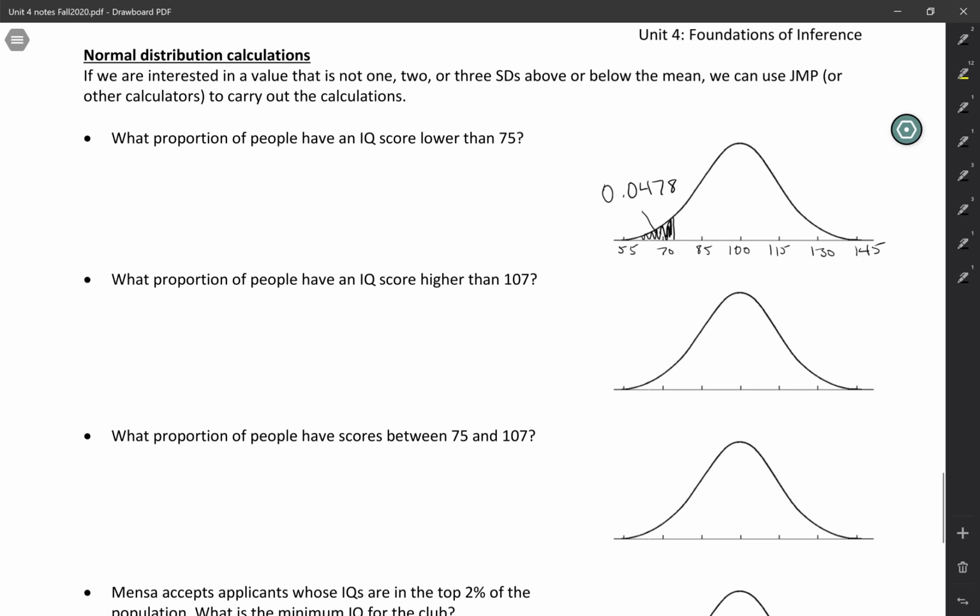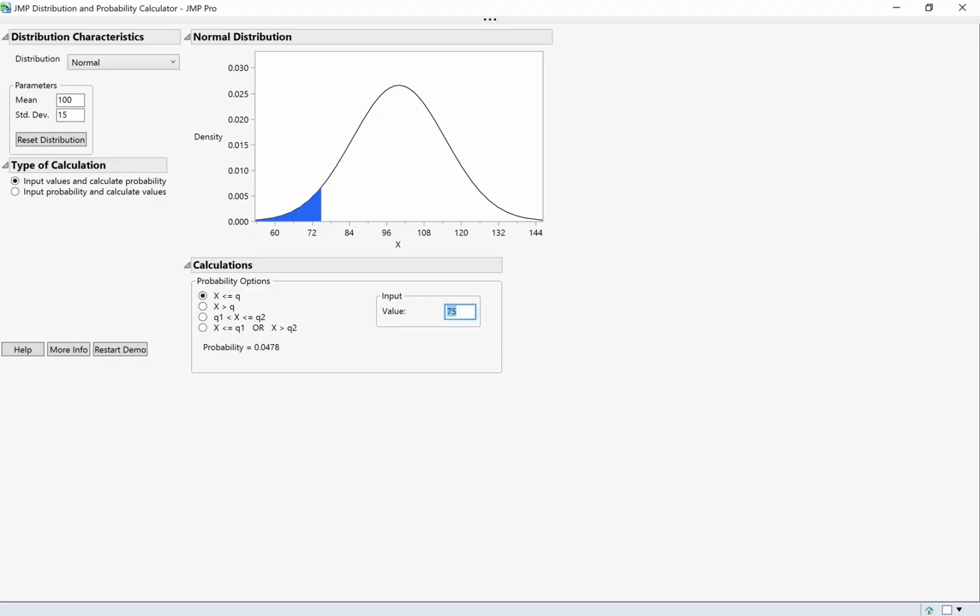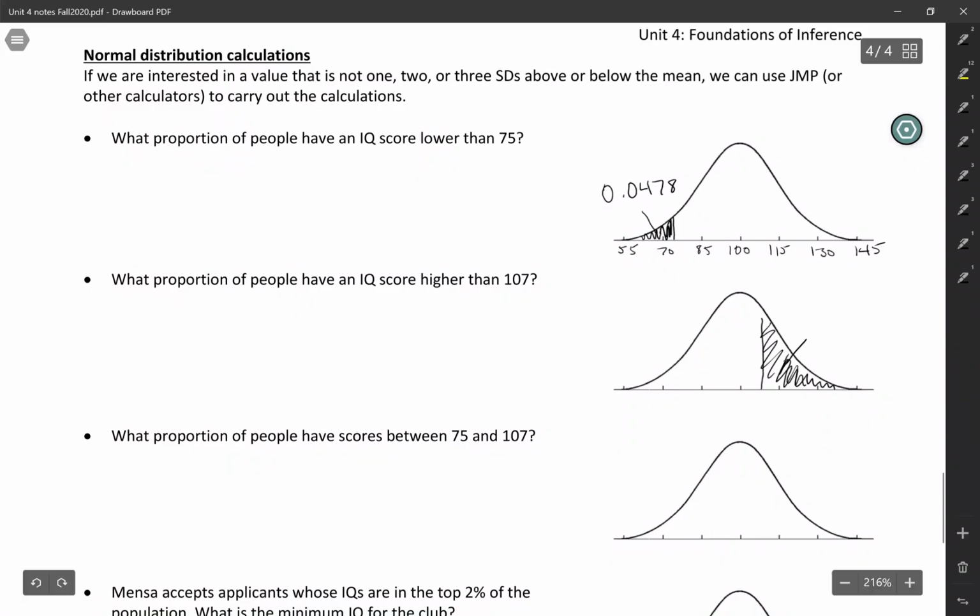What about an IQ score higher than 107? So again, I'm going to draw it here. Immediately I can tell that the probability will be bigger than the last one, but smaller than 50%. So I'm going to change my input value here to 107. But I see that this doesn't match my picture. Also, it's giving me a probability that I know is too big. So I'm going to change it here to the greater than option for the probability options. That matches my picture, so that's the right probability, 0.3204.